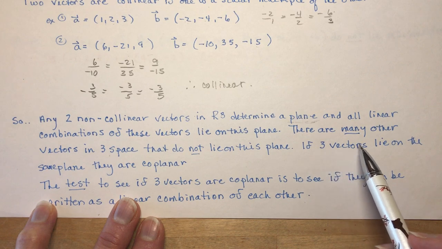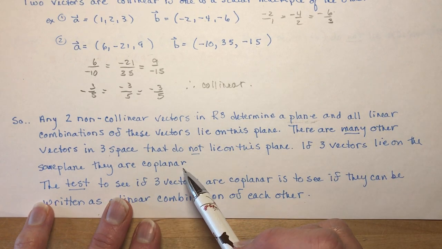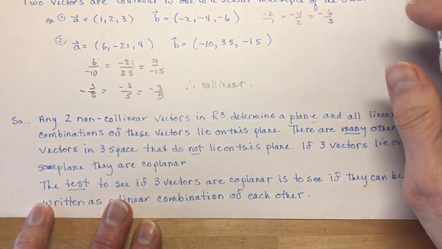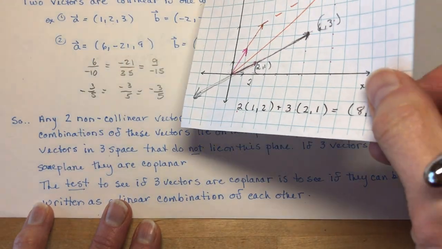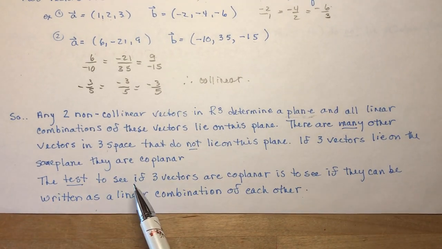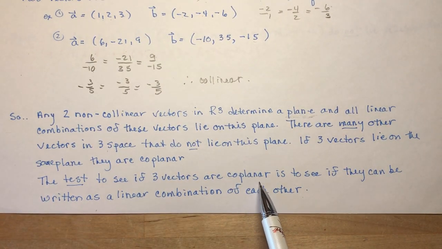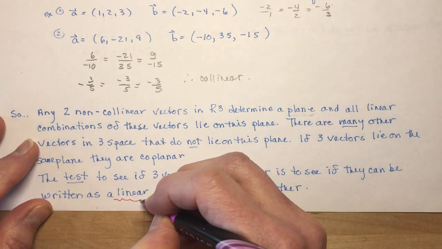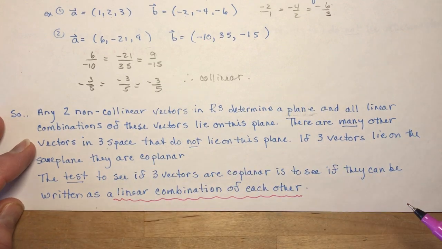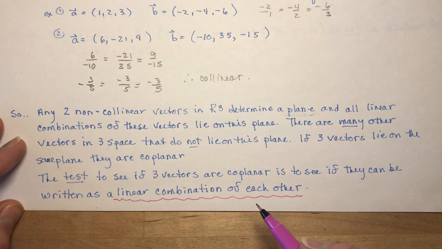So if 3 vectors lie on the same plane, they are coplanar. It's like they're all on the same plane. No matter which way I put the plane, they're all on the same plane. The test to see if 3 vectors are coplanar is to see if they could be written as a linear combination of the vectors. Okay, they have to be written as a linear combination.